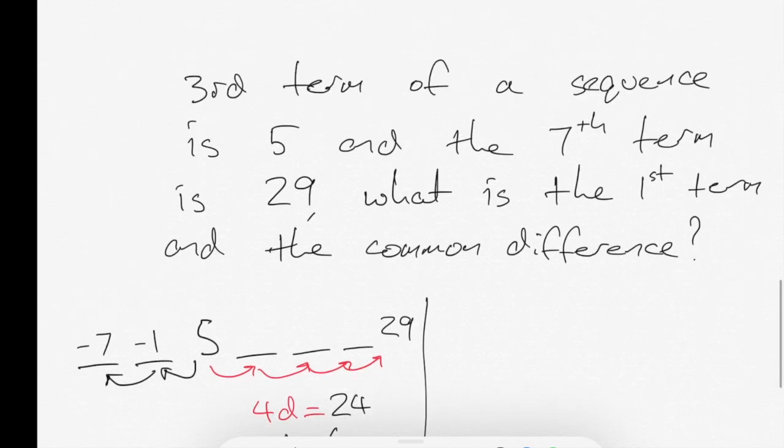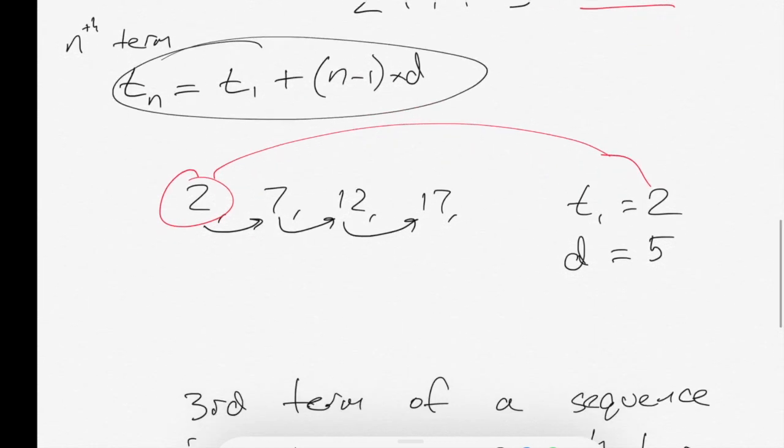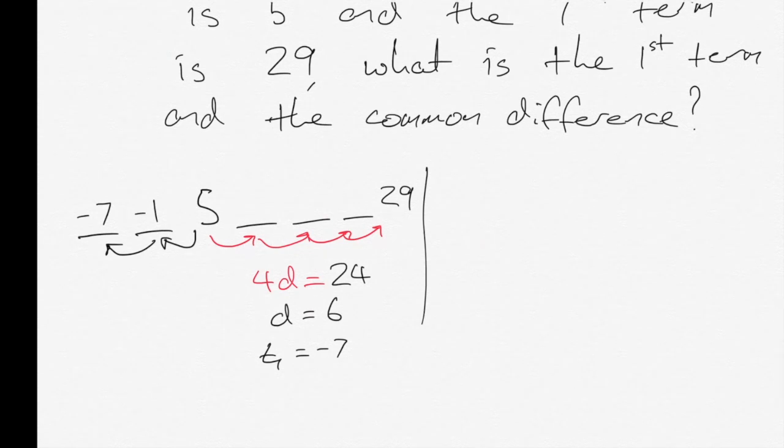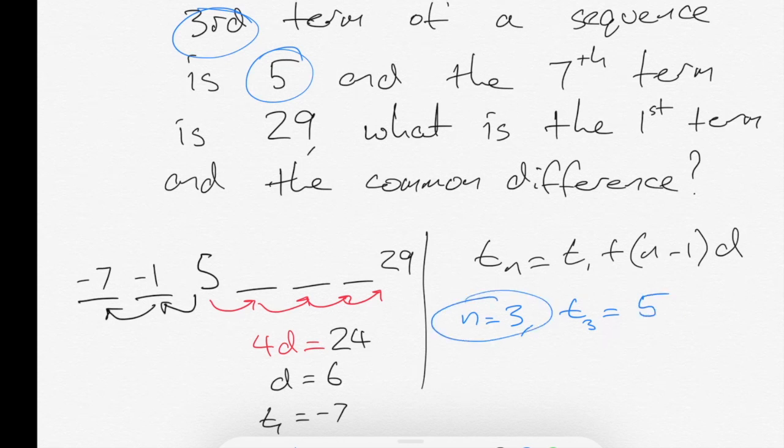Remember our formula back here that tells us that Tn is equal to T1 plus n minus 1 lots of D. Let's write that out again down here. Tn is equal to T1 plus n minus 1 lots of D. Well, I've got 2 terms that I can now sub into that formula. So for example, I know that the third term is 5, that means that when n is equal to 3, t3 is equal to 5. The third term is 5.